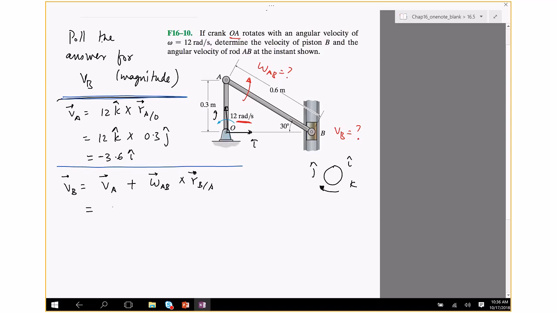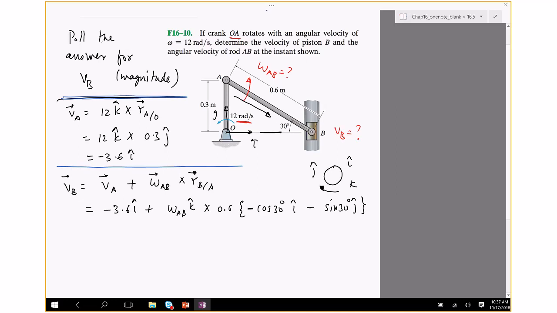So velocity of A is minus 3.6 I plus omega AB, which is unknown. I'm going to assume it's in the K direction, counterclockwise, crossed with the vector from A to B. So the vector from A to B is this way. The length of the vector is 0.6. And the direction is, well, cosine 30 is the component in the x direction times I, but the vector, the way I've shown it, points in the negative I direction. So negative I, and then sine 30 degrees for j, and that's again in the negative j direction.